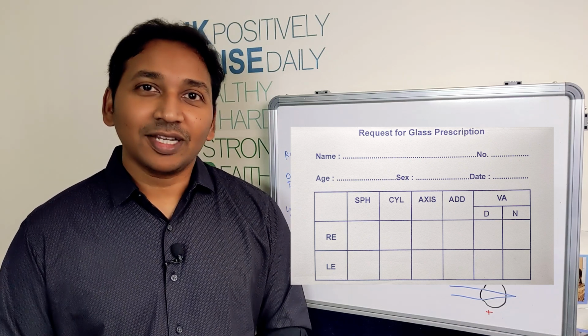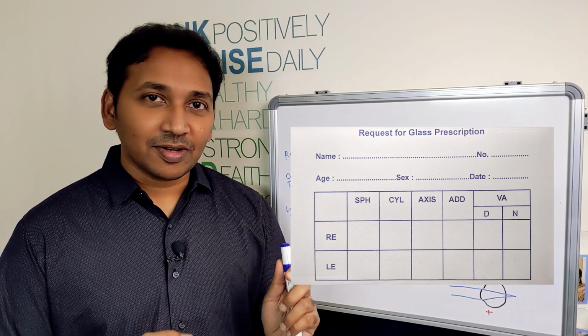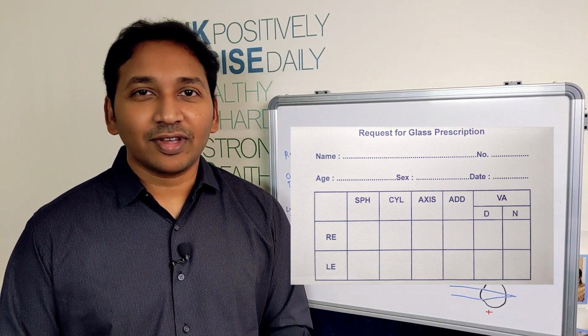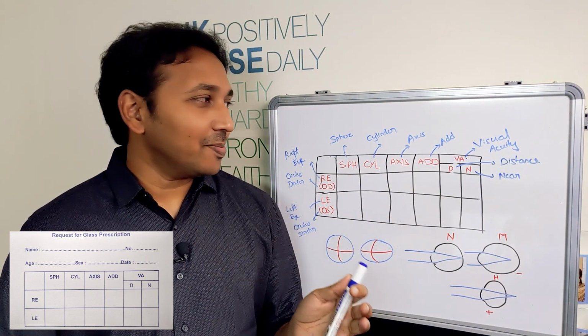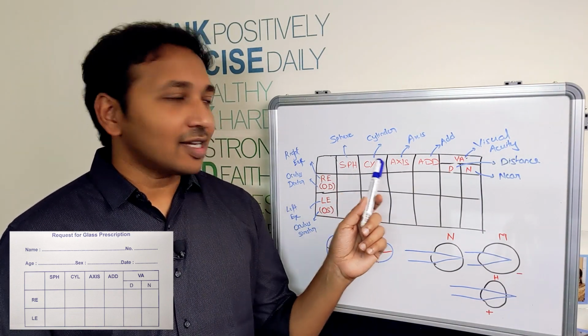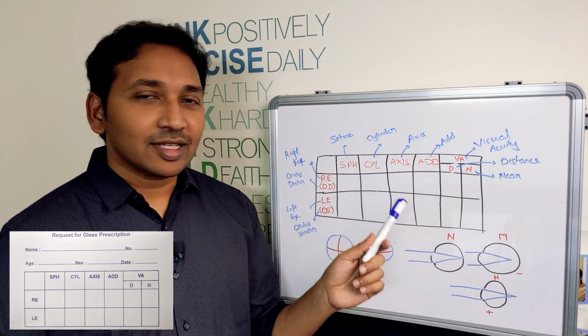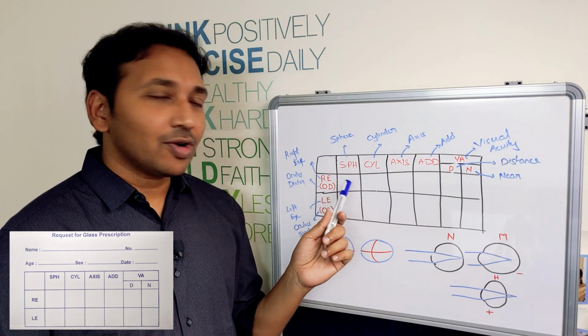Understanding the glass prescription is important because just by having a look at the prescription, we can decode the type of refractive error that you are having. So let's see what these complex set of letters and numbers mean. Glass prescription is a table with few boxes that are already filled and few boxes that are yet to be filled. Coming to the rows, we have a top row, a middle row and a bottom row.